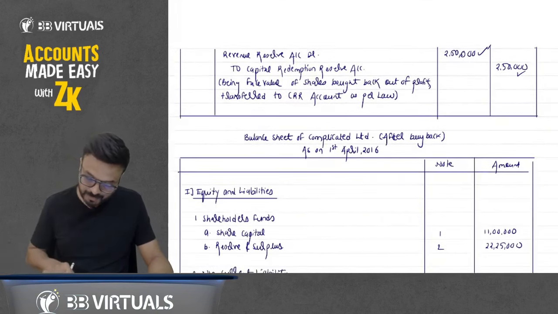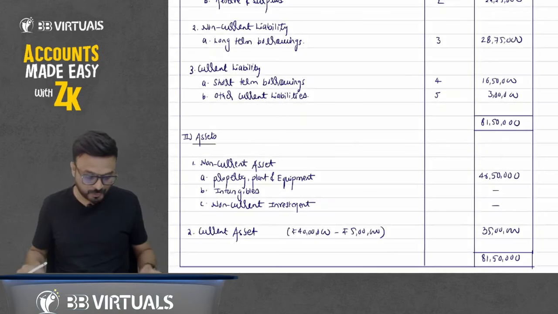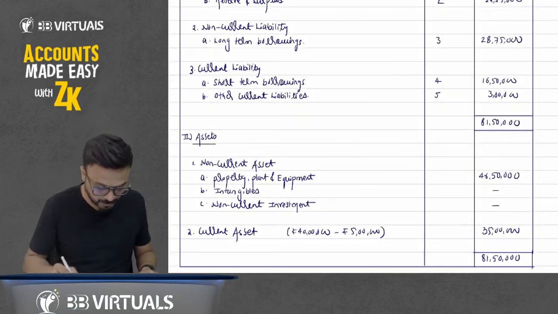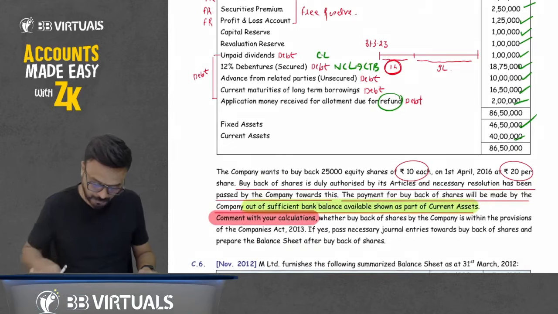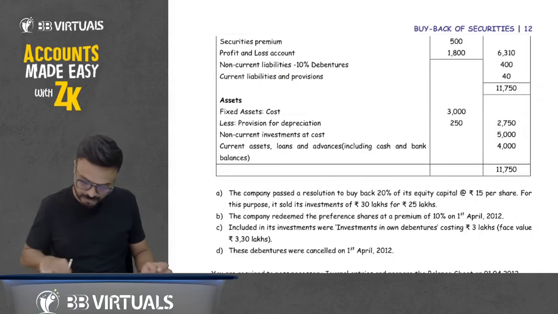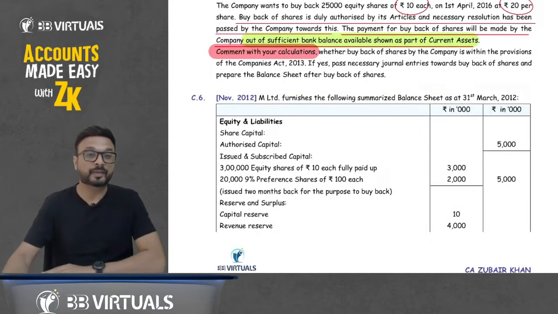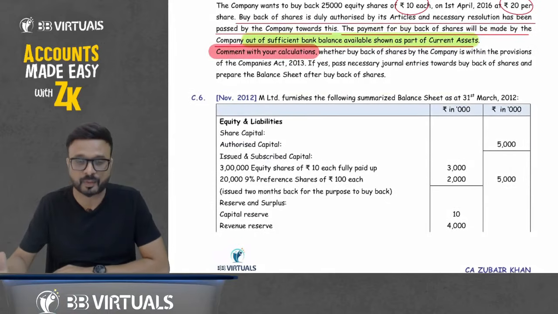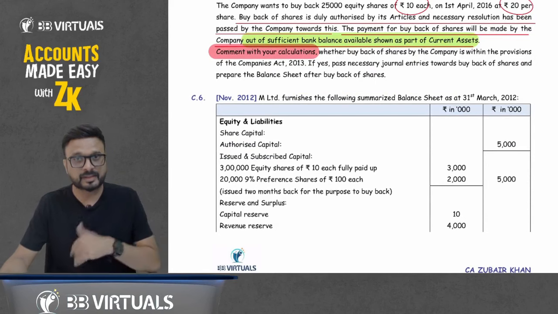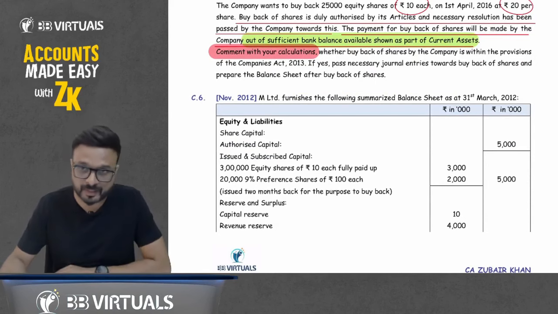So have we considered all points? Yes. Okay. So this is question number fifth. We have done with question number fifth. Now we'll take a break for 10 minutes and then we'll come to question number six. But before I start question number six, there is a concept called redemption of preference share that I will discuss with you. Then we will solve question number 6 after the break.